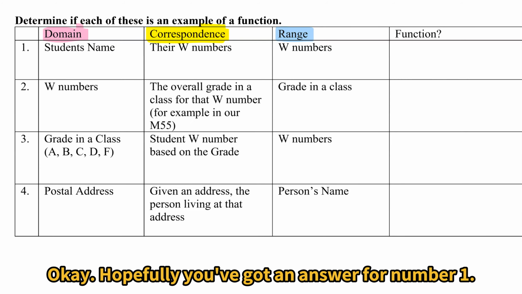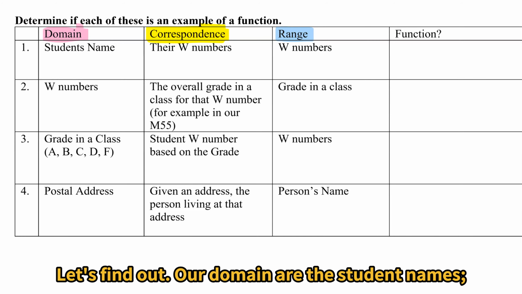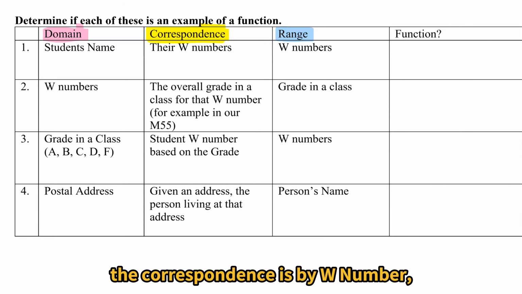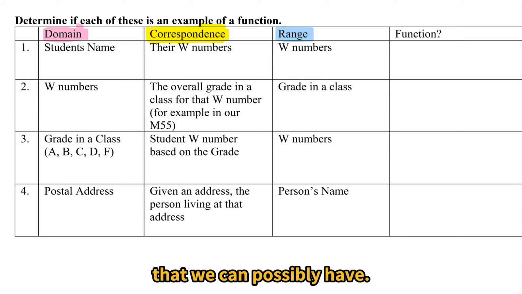Okay, hopefully you've got an answer for number 1. Do we have a function? Let's find out. Our domain are the student names. The correspondence is by W number, so each student has a W number. The range is all the W numbers that we could possibly have.